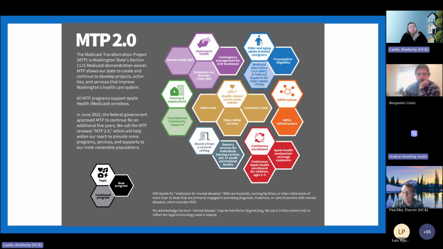As far as a state, it's much bigger than FCS. There's a lot of different things that are happening, but this is kind of how you show all the different things that came about in the Medicaid Transformation Project 2.0.